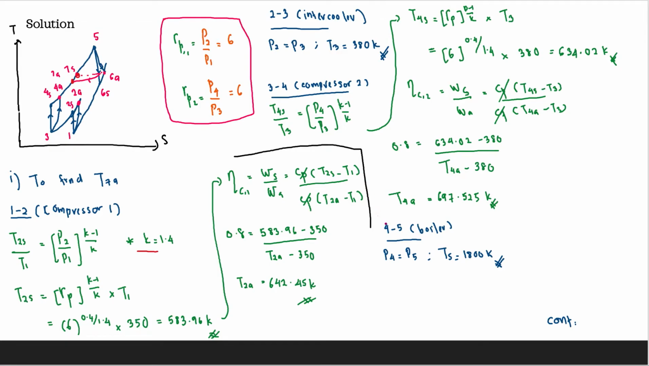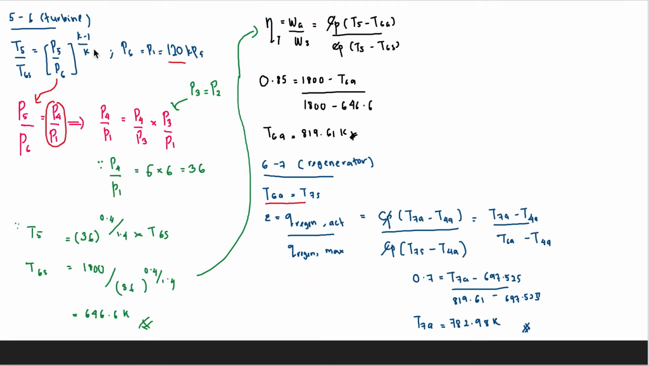Going to state 4 to 5, which is in a boiler. In a boiler, we can see that P4 is equal to P5, and given here, T5 is equal to 1800 Kelvin. Okay, state 5 to 6 is in a turbine.